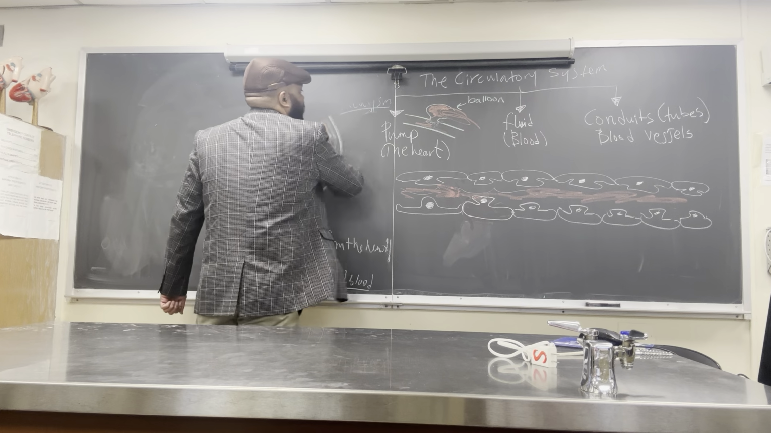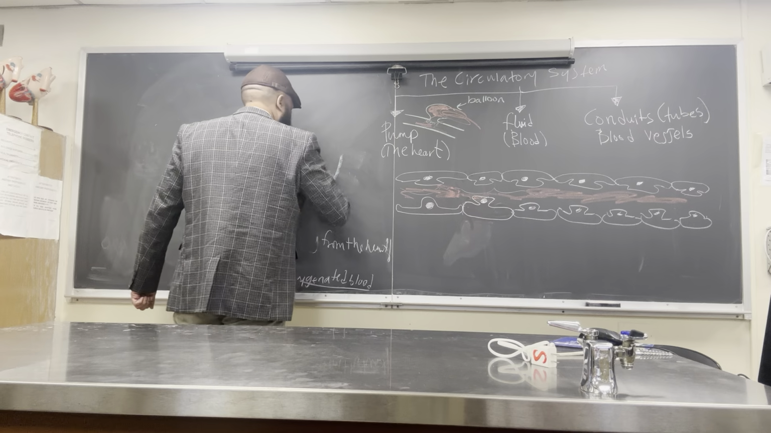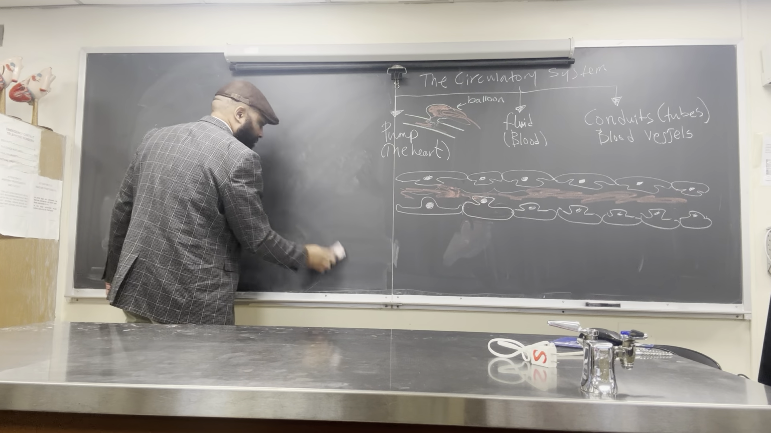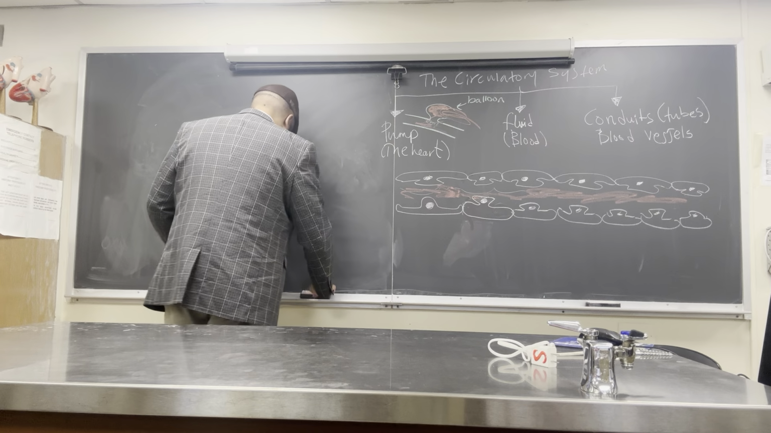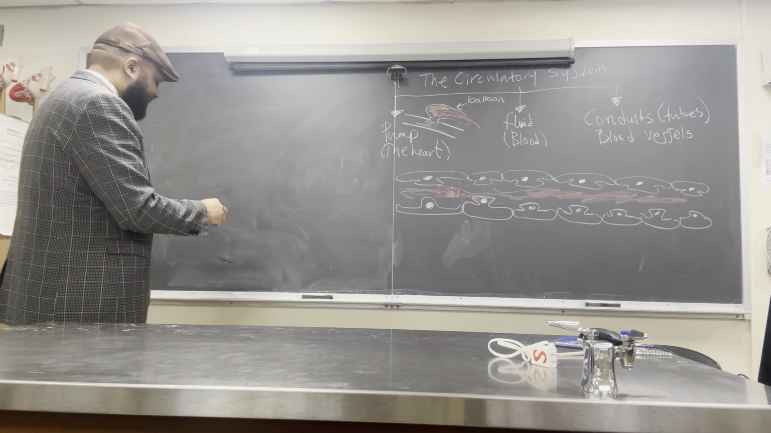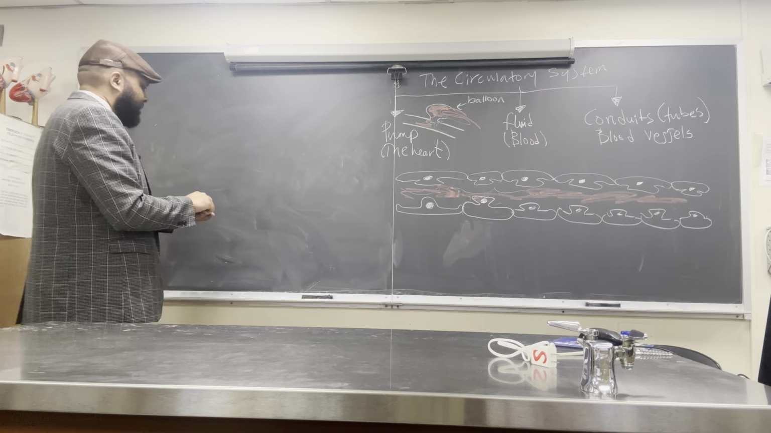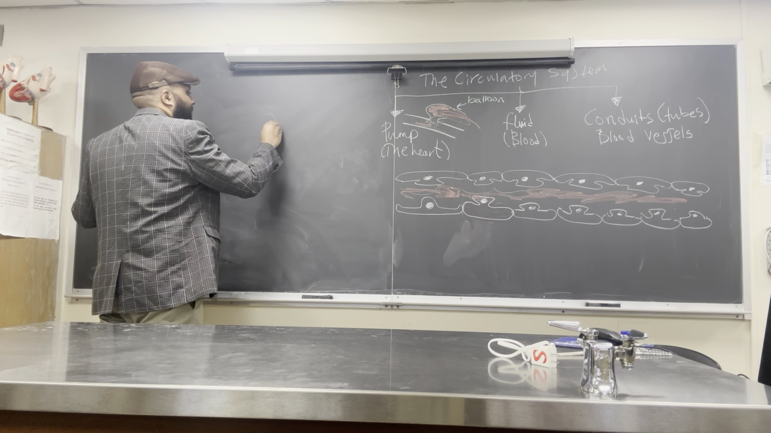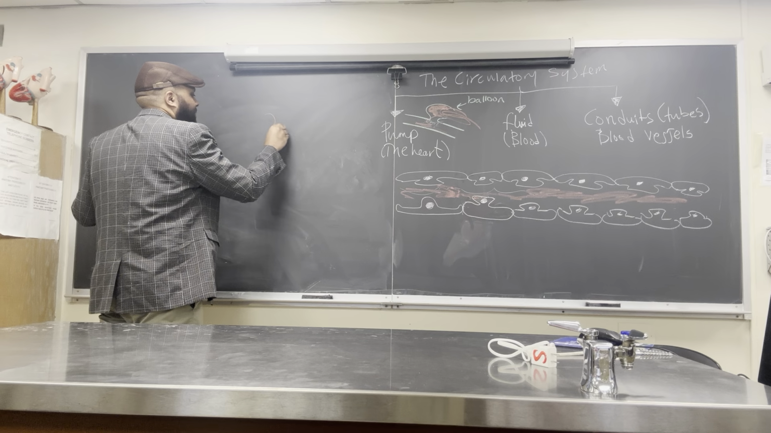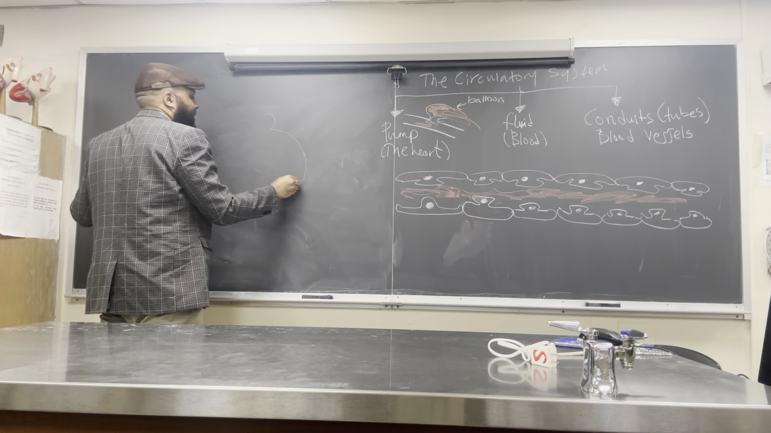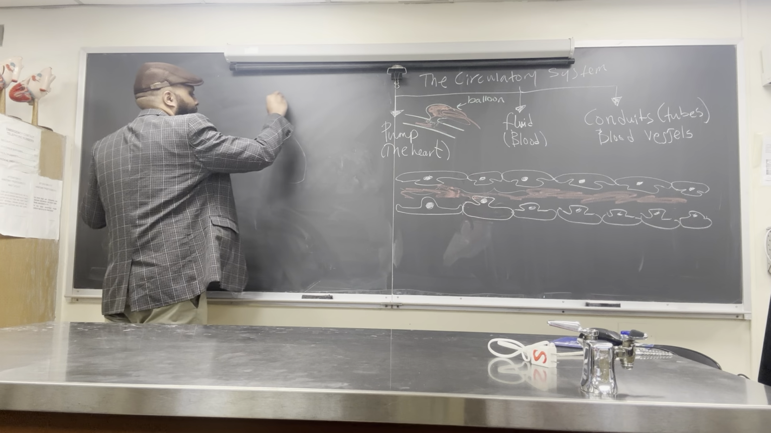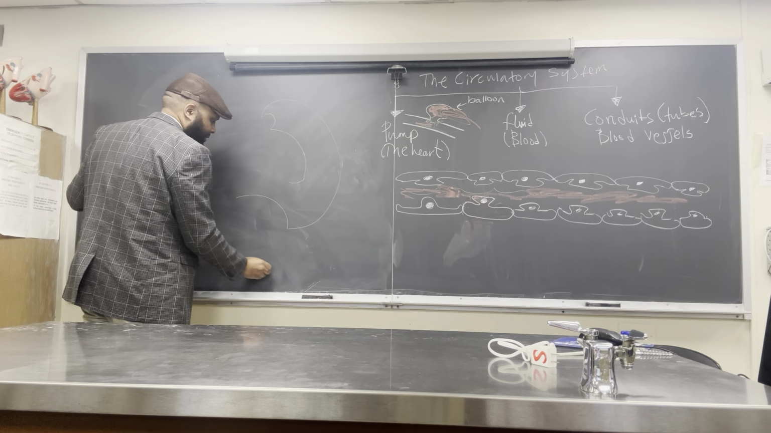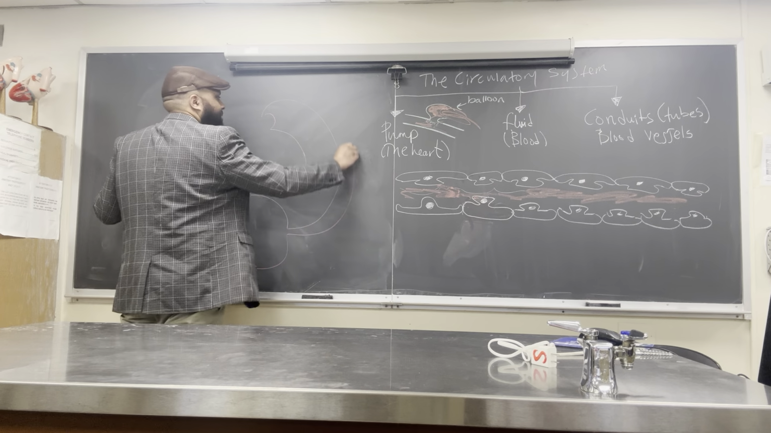The capillaries are where they both meet. So you know the heart, so this is the heart. The left heart receives good blood and pumps out good blood, and then the blood is going to go out to the capillaries.